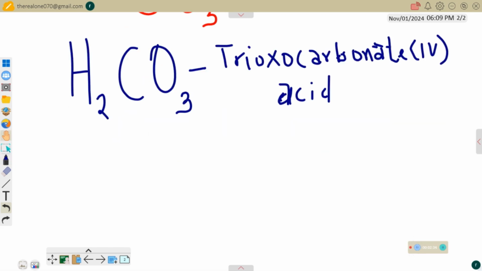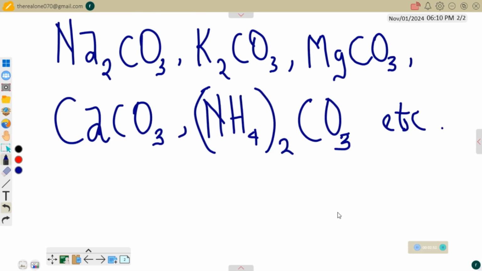But anytime a metallic ion is combined with the CO3 2- ion, it becomes a salt. That is, when we replace the hydrogen ion with a metallic ion or ammonium ion, it becomes a salt. So examples are the following. Consider these examples: Na2CO3, K2CO3, MgCO3, CaCO3, (NH4)2CO3. All of these are metallic carbonates and they are salts. So they are not studied under organic chemistry.